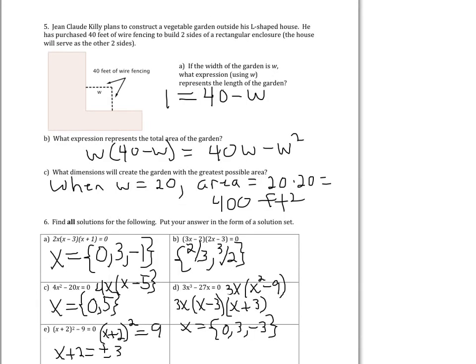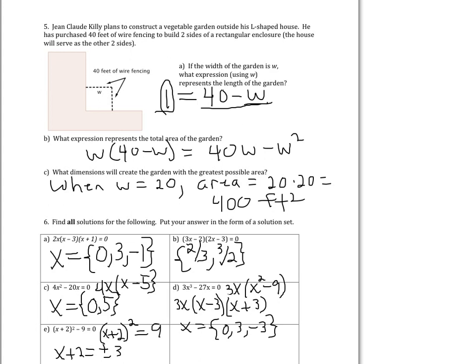Okay, so in problem number 5, we have this L-shaped house here, represented by the pink, and then we have this rectangular garden with 2 sides of wire fencing, and the total of the wire fencing has to be 40 feet. So if W represents the width, then 40 minus W has to represent the length, because whatever we use for W, we subtract that from 40, and that's what's left for the length.